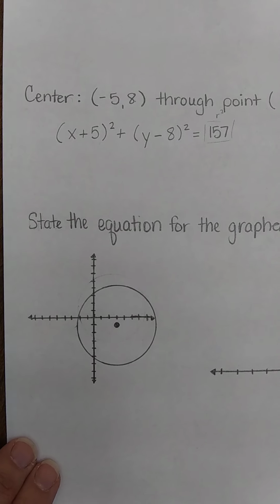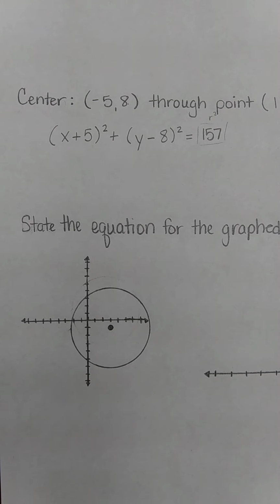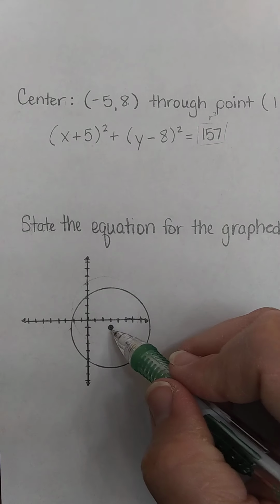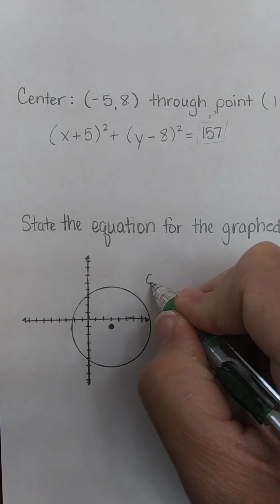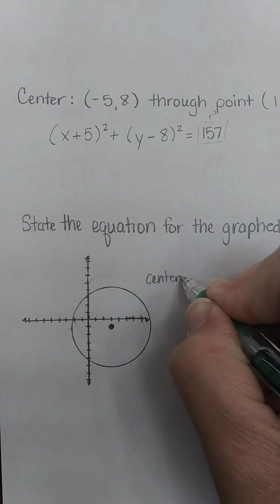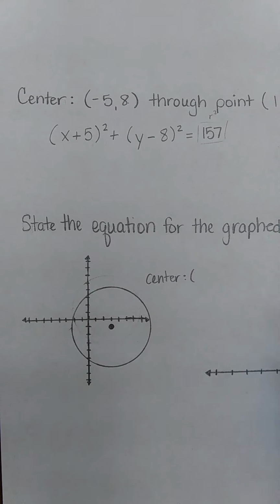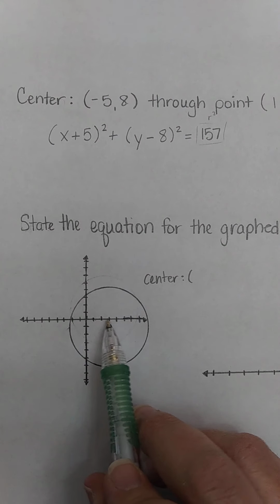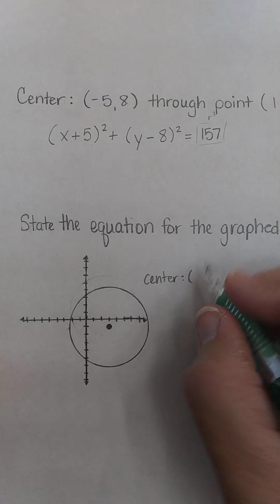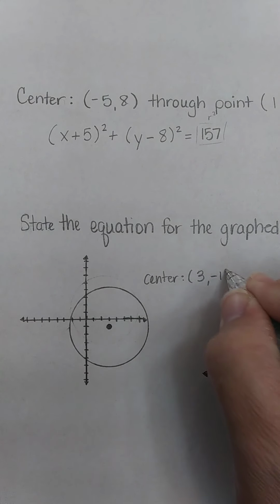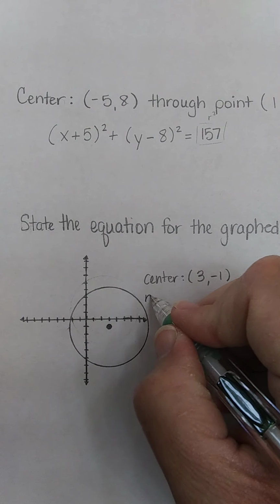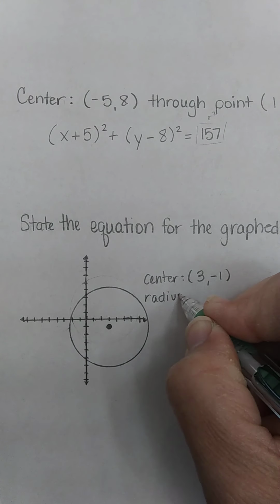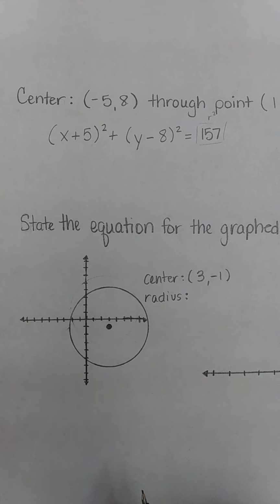All right, how about writing the equation for the graphed circle? So the first thing we want to do is identify the center because we need that in our equation. So our center here is 1, 2, 3 to the right and 1 down. So 3, -1.